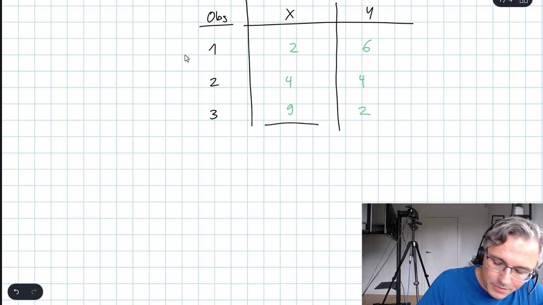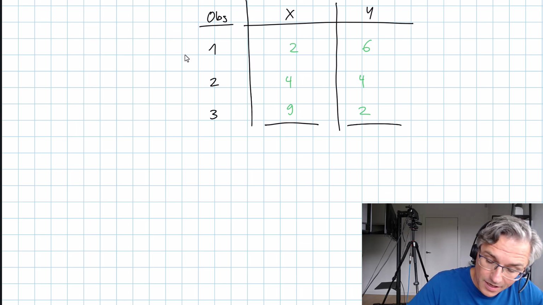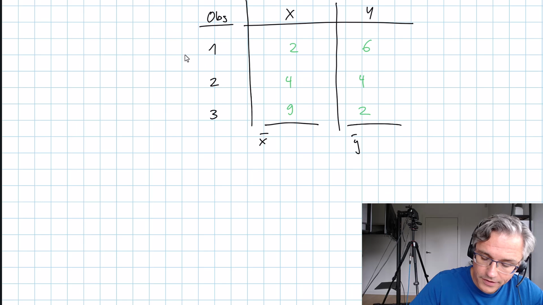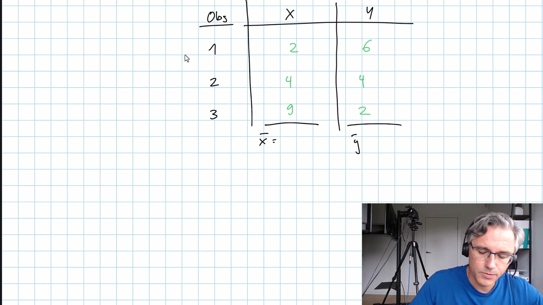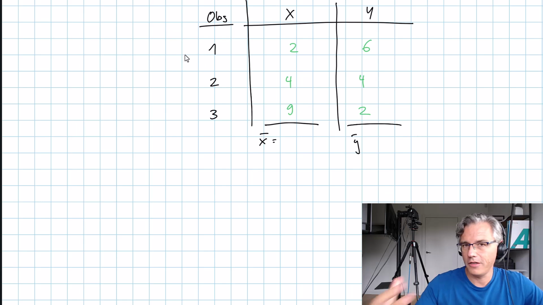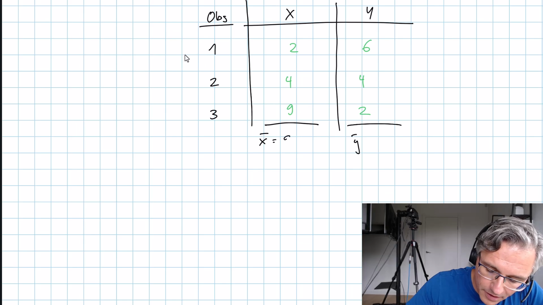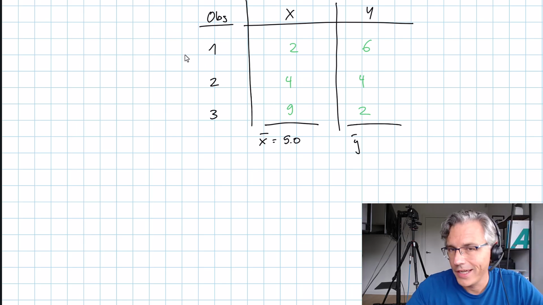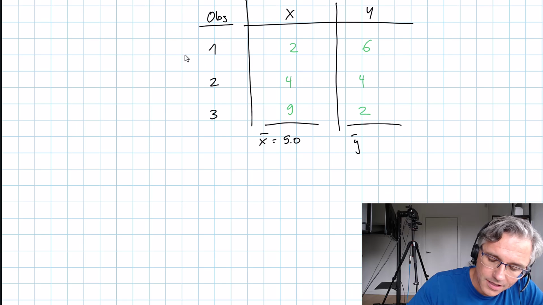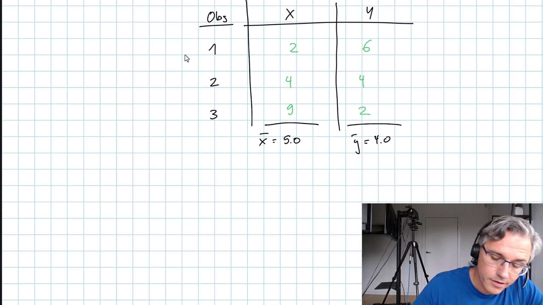Because I'm going to need these, I will also compute the mean value for x and the mean value for y very quickly. Here I've got 2 plus 4, that's 6. 6 plus 9 is 15. 15 divided by 3, in this case I'm computing the simple arithmetic mean, so the mean value is 5. I'm not dividing by n minus 1, don't worry. Then 6 plus 4 is 10, 10 plus 2 is 12, and 12 divided by 3 is a nice round 4. Brilliant, so I've got my means.